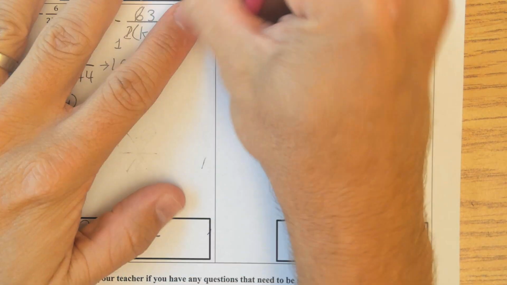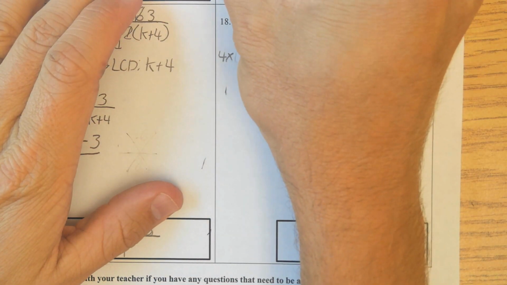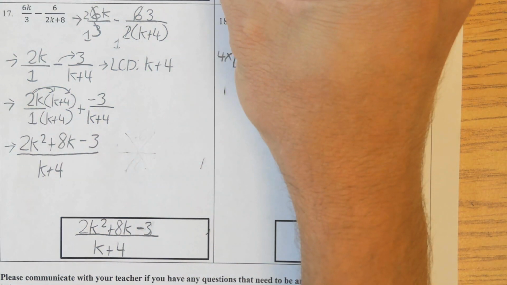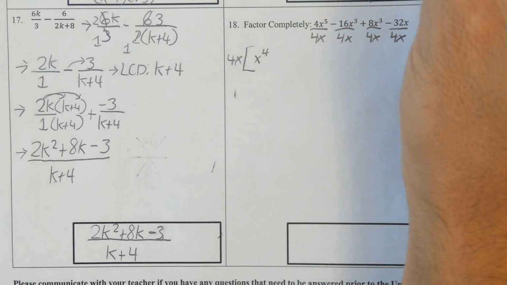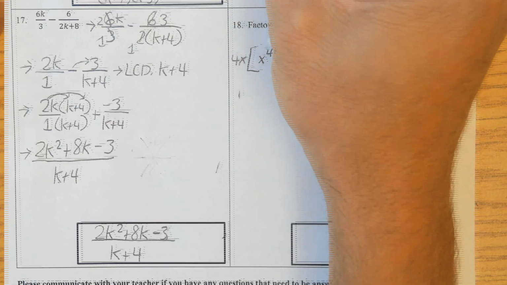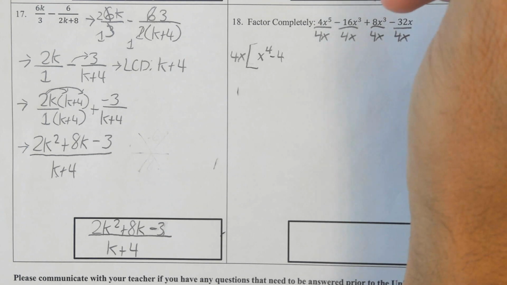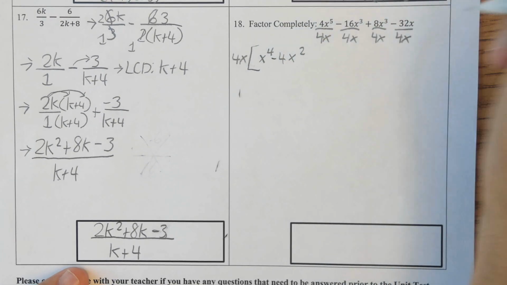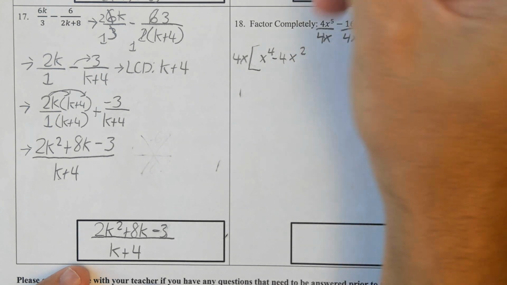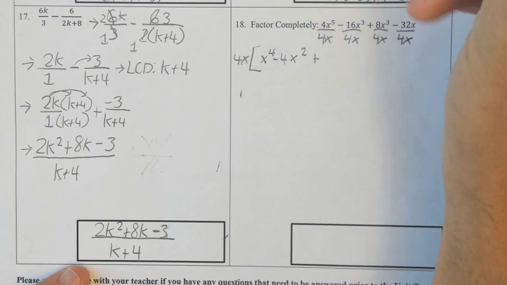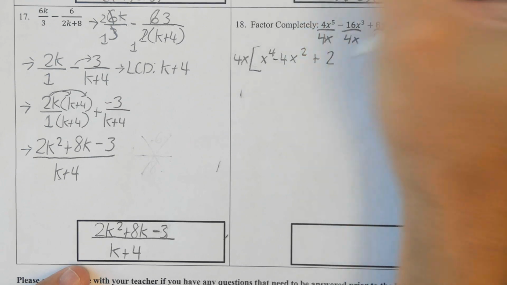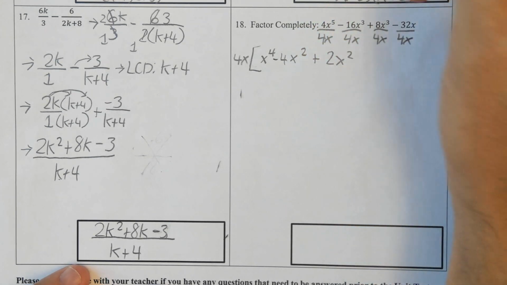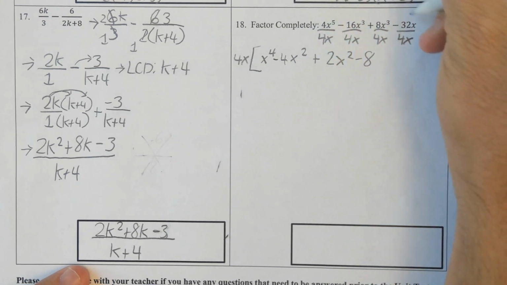So I'm going to do brackets. I'm going to do a bracket around this one. Okay, so I factor out that 4x. That's going to leave me with x to the 4th. Negative 16 divided by 4 is a negative 4. That's going to leave me with x squared. 8x to the 3rd divided by 4x. That's going to leave me with a plus 2x squared. And then negative 32 divided by 4 is a negative 8. The x's cancel out.